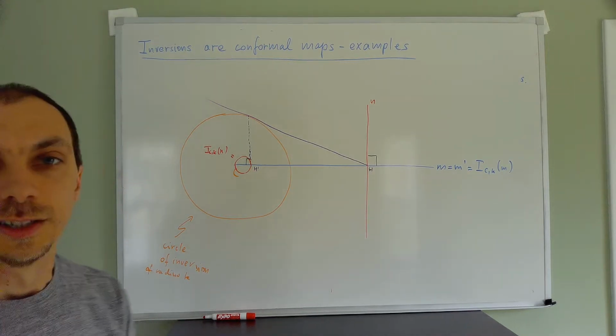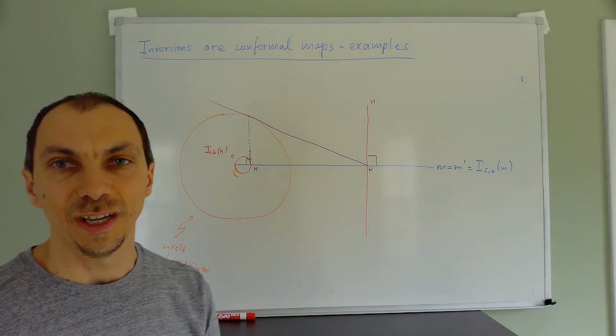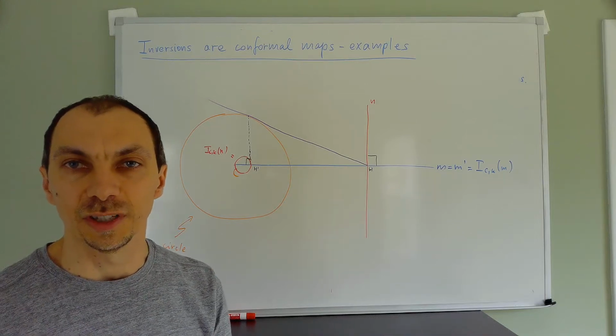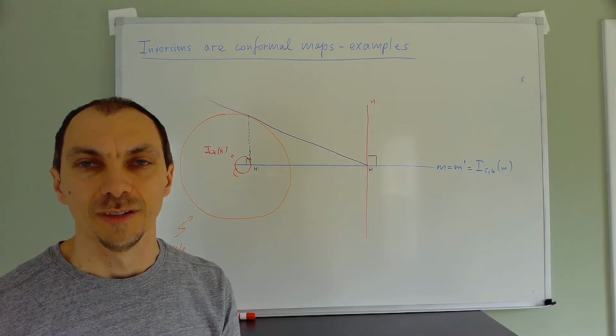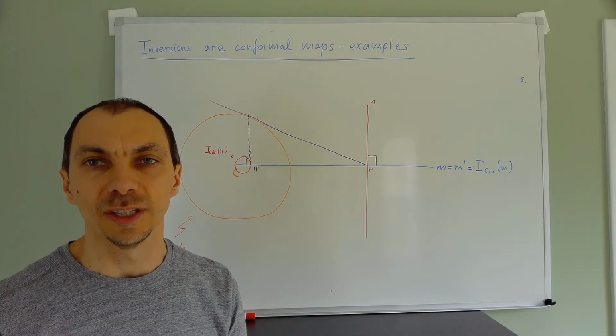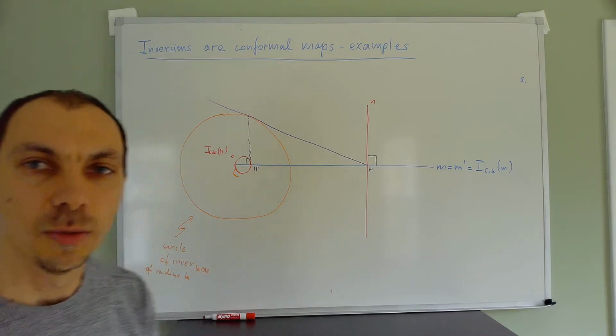So yes, the angle is preserved, but that was kind of a giveaway, right? I mean, one of the lines was going through the center of inversion, so it was transformed to itself. So maybe this wasn't really a general enough example. So let's complicate things a little bit.